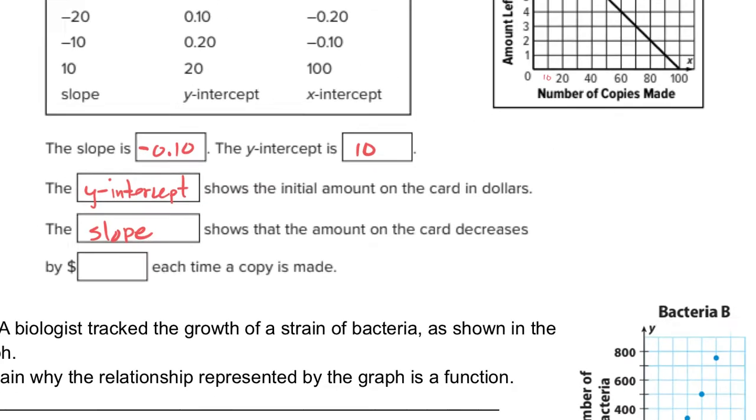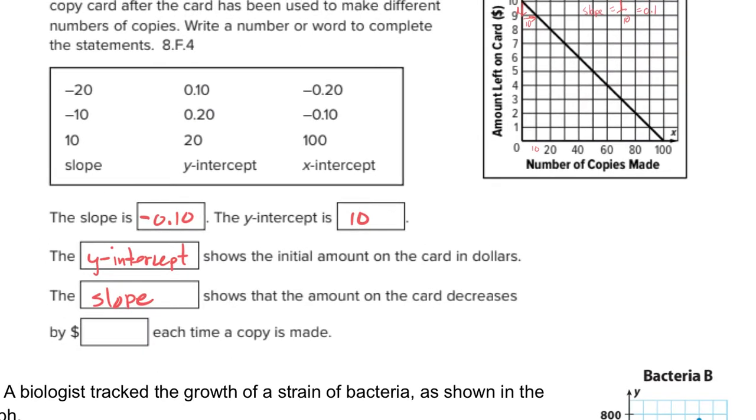And then further, we know that the y-intercept, that's where it hits the y-axis, is 10 right there. And the y-intercept is that initial amount. Y-intercept is always the initial amount. And the slope is the amount that the card decreases. So the slope shows that it's decreasing, by 10 cents, right? So 0.10. It decreases by 10 cents each time a copy is made.